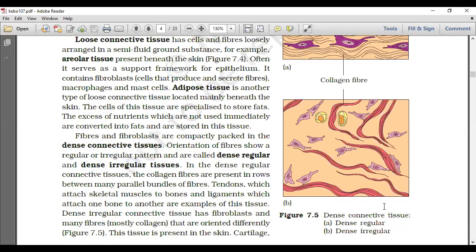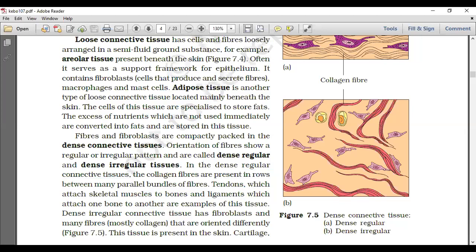In the dense regular connective tissues, the collagen fibers are present in rows between many parallel bundles of fibers. Tendons, which attach skeletal muscle to bone, and ligaments, which attach one bone to another bone, are examples of dense regular connective tissue.